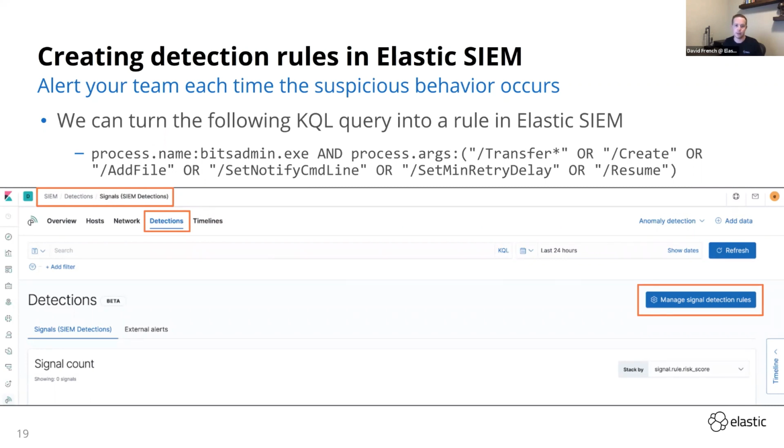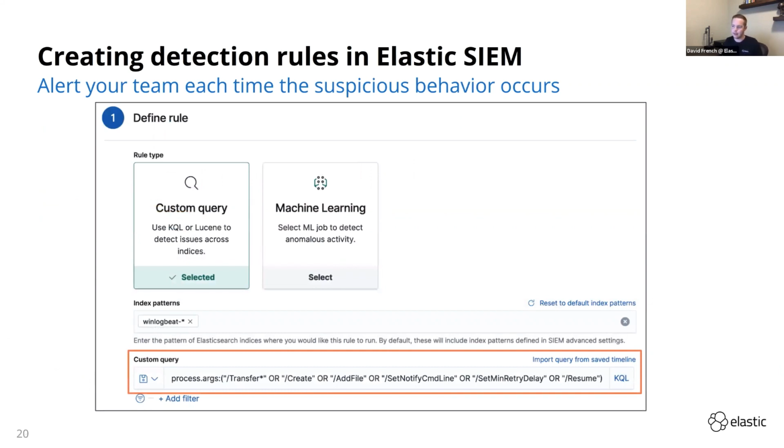So in this example, we're going to use the query on this slide to create a new detection rule. So we're going to click on Manage Detection Rules in Elastic SIEM. And in this example, we're going to choose the Winlogbeat data source and then enter the query for our custom rule. And once this rule is created, our analysts will be alerted if the behavior occurs on any of the hosts on our network in future.